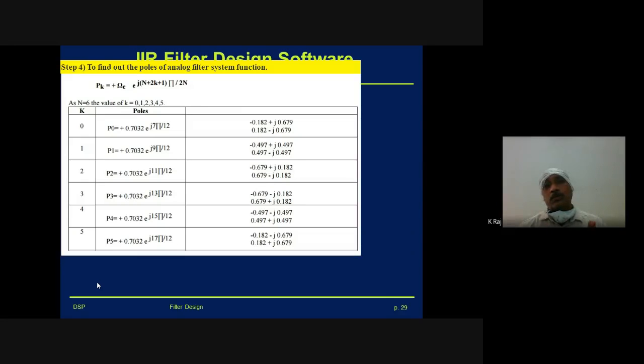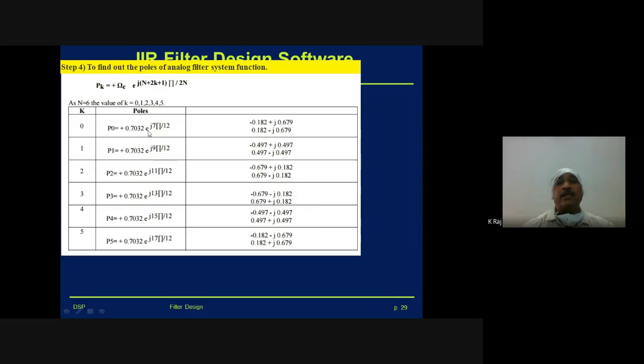So what are the roots? Now n is 6, so the value of k will exist from 0 to n minus 1, that is 0 to 5. For each value of k, we have to calculate the roots pk, and these roots are defined as omega c e to power j (n plus 2k plus 1) multiplied by pi, then total divided by twice of n. And this has been derived again from where? From the approximation which we have utilized here. And what is the approximation? It is the Butterworth approximation. Similarly, for another type of approximation, we will derive how the roots will be calculated.